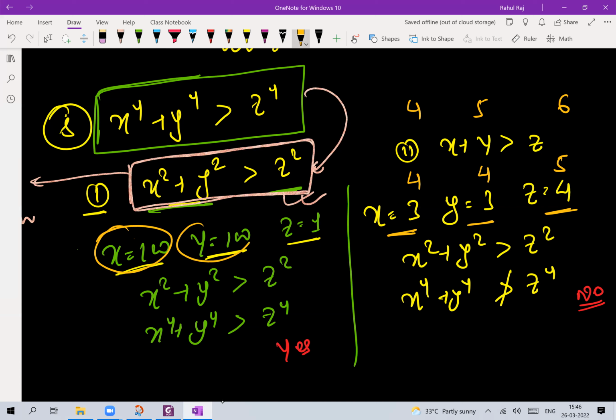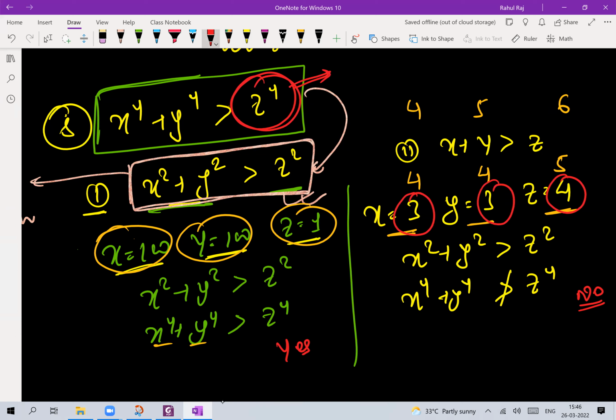What you need to do is, when you are proving a yes situation, you take x and y much bigger. So obviously, if x square plus y square is greater than z square, x^4 plus y^4 will surely be greater than z to the power 4. In a no situation, please understand, you need to ensure that z^4 is greater than x^4 plus y^4. If you take values of x and y greater than z, will you be able to prove a no situation?